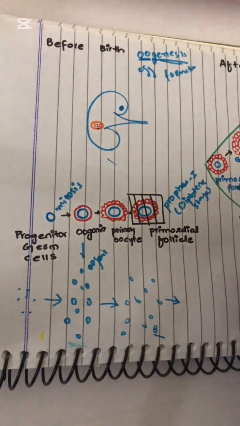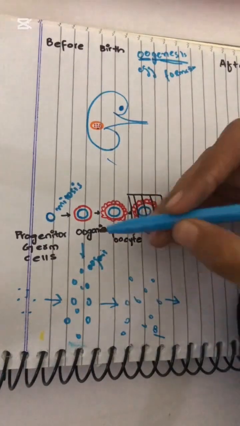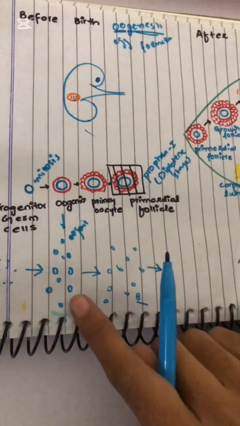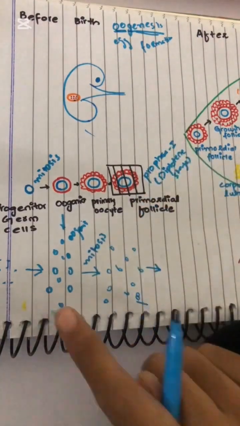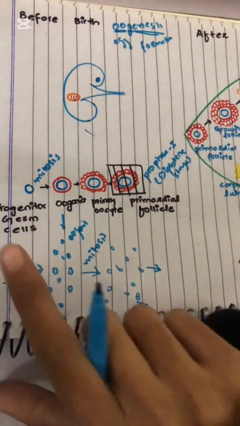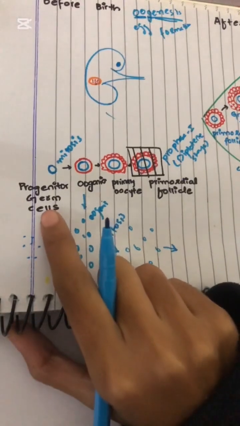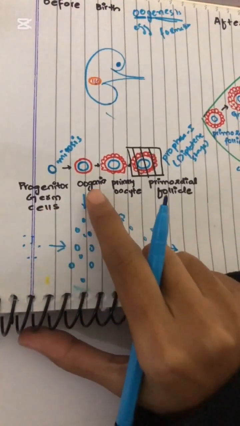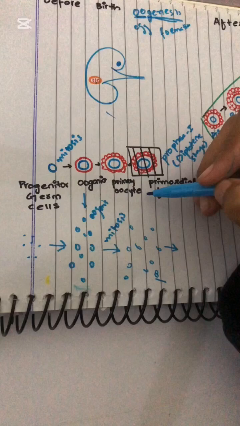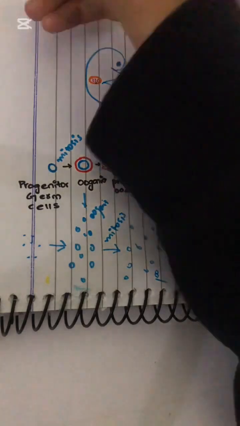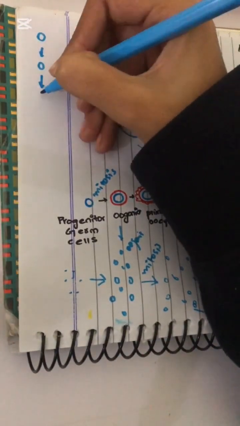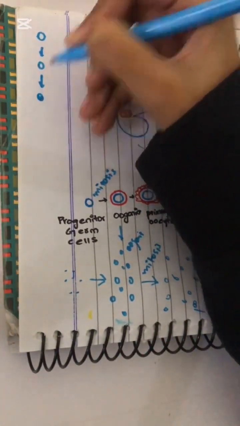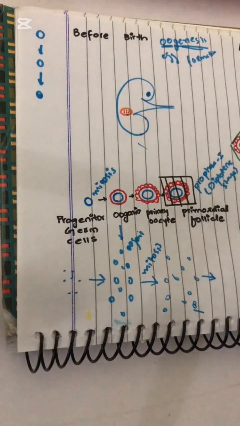This process continues, and then the oogonia further divide mitotically to form primary oocytes. So first we have progenitor germ cells which divide by mitosis to form oogonia, and then the oogonia further divide by mitosis to form primary oocytes. No meiosis has yet happened.